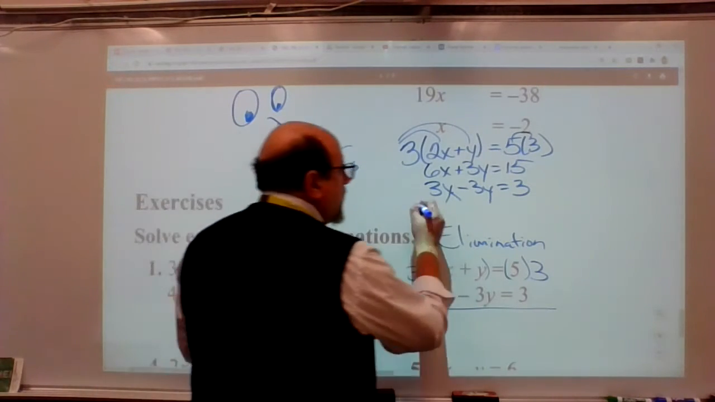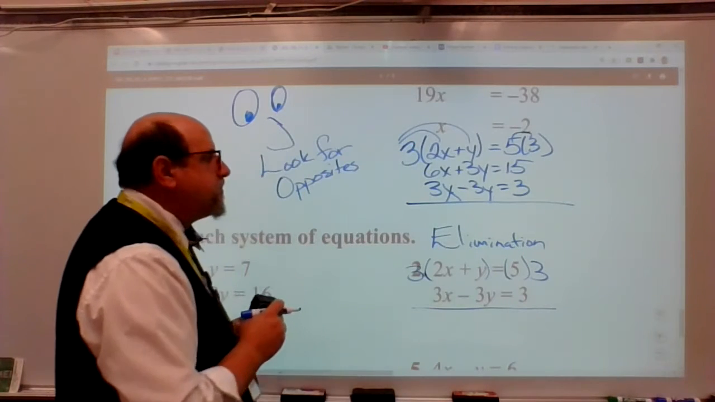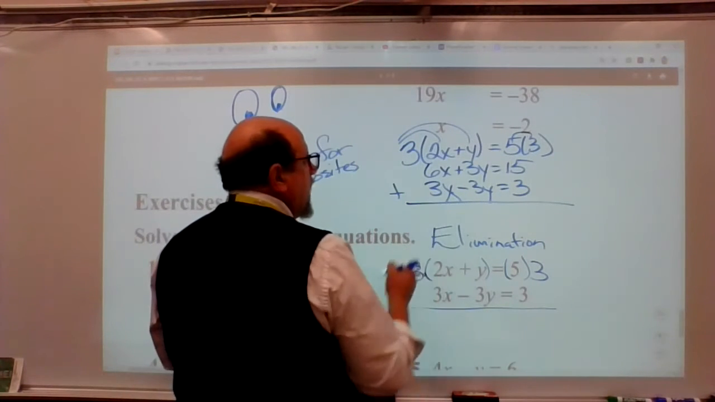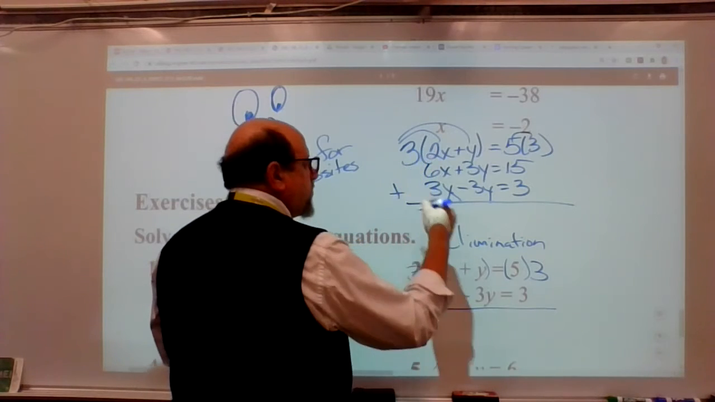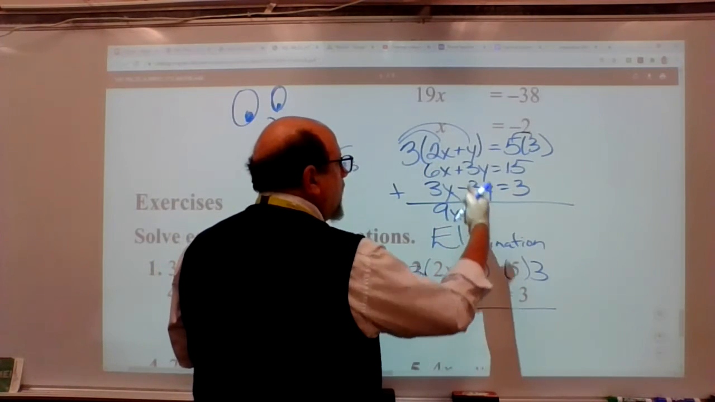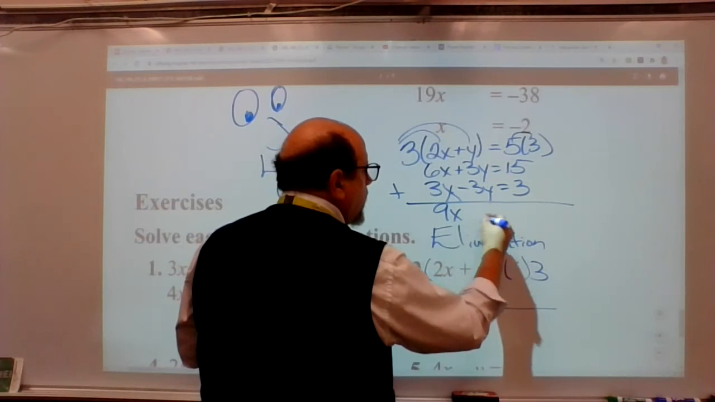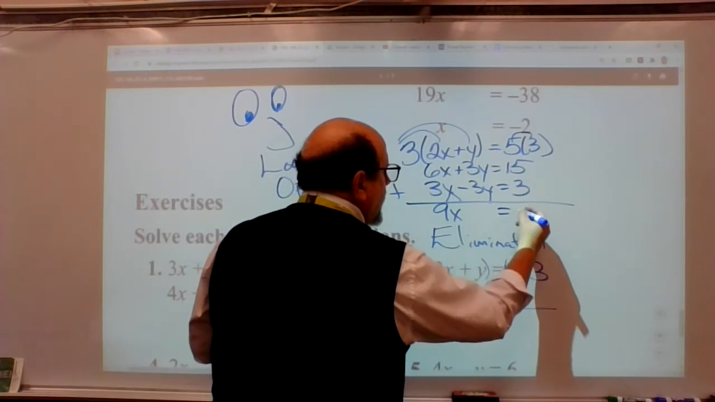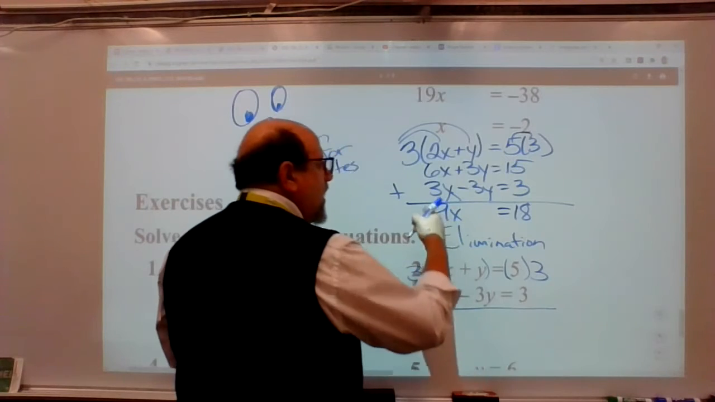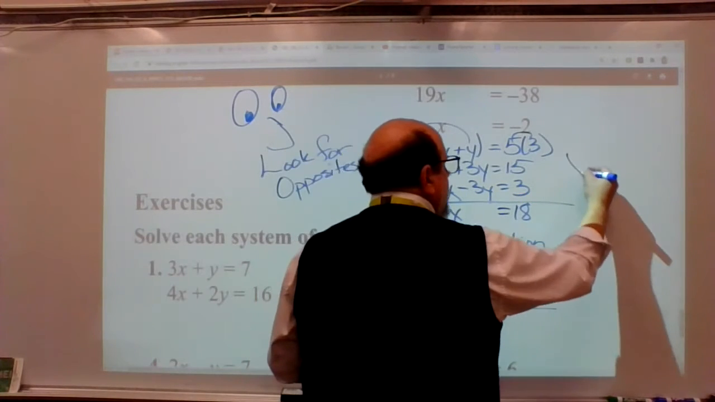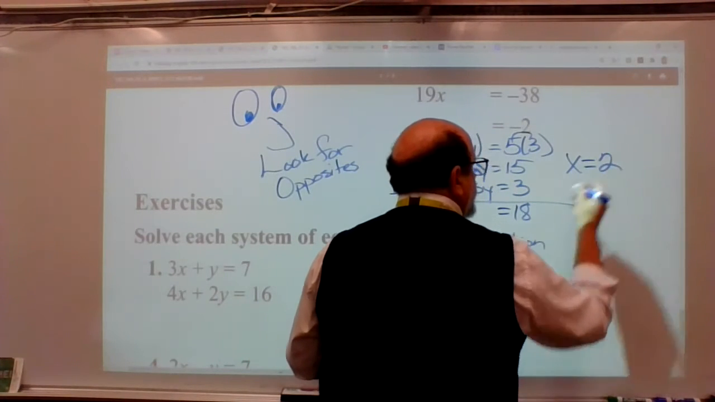But I'm going to go ahead and do my elimination. I'm going to add these two together. 6x plus 3x is 9x. Positive 3 plus negative 3 is 0. So I have no y's left, and I add these together and I get 18. 9x equals 18. Obviously, x must equal 2.